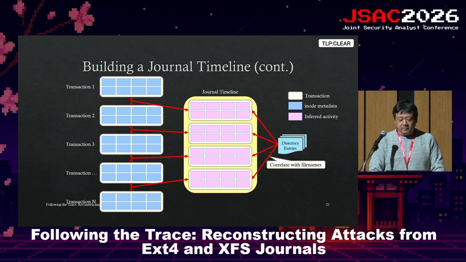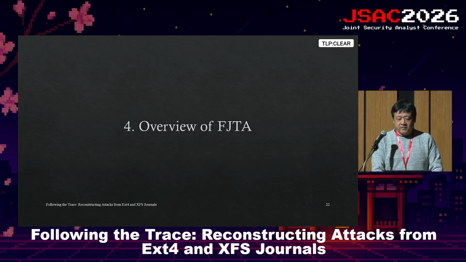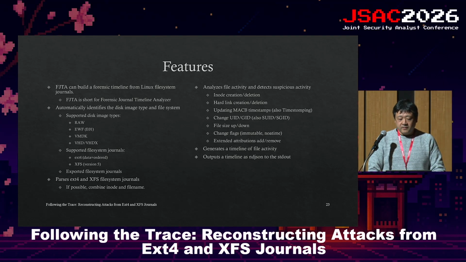So schematically, it's like this. So the basic concept is shown. Compare preceding and succeeding transactions 2 by 2 to infer file activity between transactions. When all comparisons between transactions are finished, the series of inferred activities become a journal timeline. Now this is the overview of FJTA.